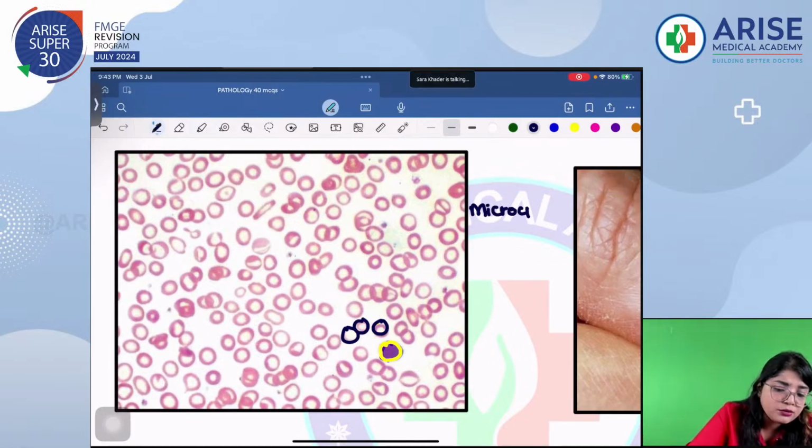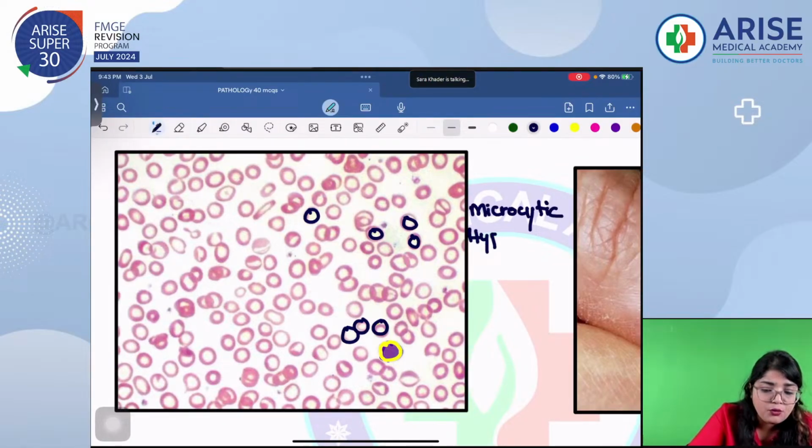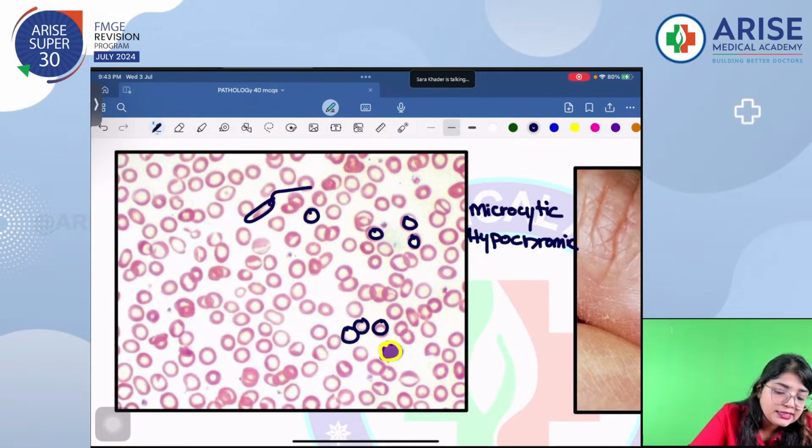Okay, microcytic. What has happened to the hemoglobin? Is it decreased or increased? Why do I call it hypochromic? Because look at the central pallor. Yes, so this is hypochromic. Okay, hypochromic. And also you see these cells, right? These cells are the pencil cells.